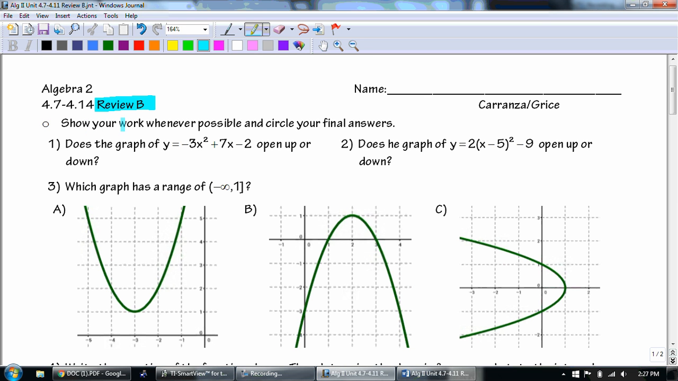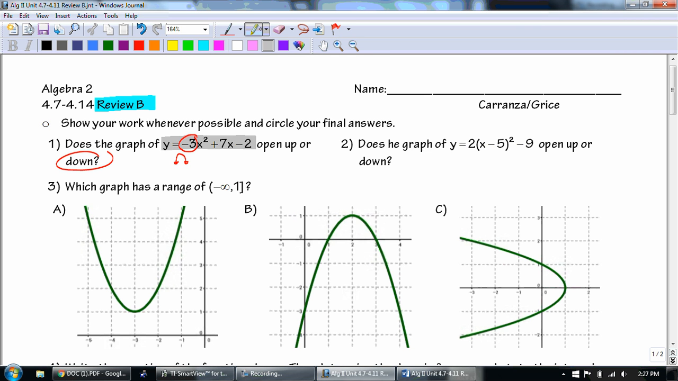Remember to show your work whenever possible and circle your final answers. So question number 1. Does the graph y equals negative 3x² plus 7x minus 2 open up or down? To figure that out, we need to look at our leading coefficient, the quadratic term with the x squared. And since it's negative, I know that it's going to open down.